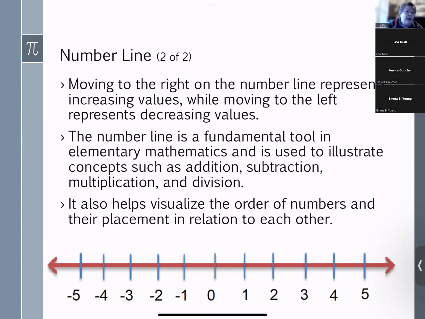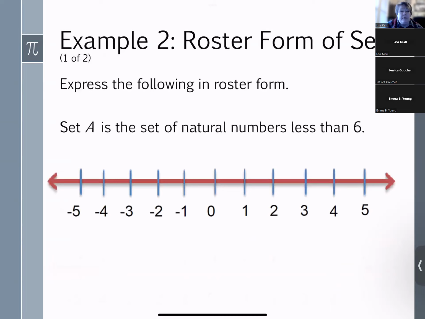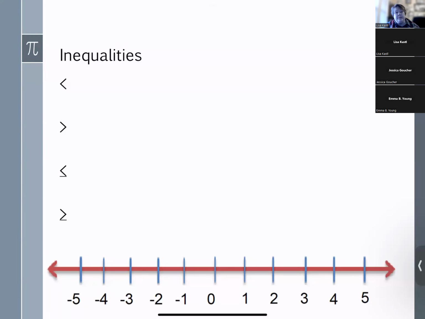I pretty much said that. All right, so that leads us to the discussion of inequalities, if my PowerPoint slide will go back.